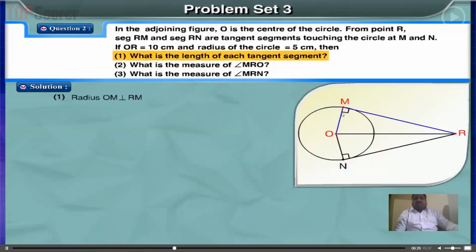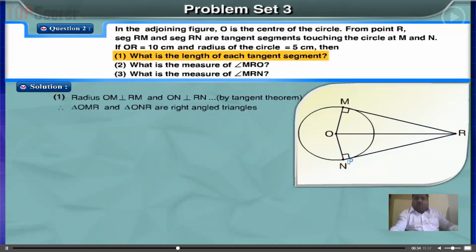Radius OM is perpendicular to RM. Radius ON is also perpendicular to RM. Therefore, triangle OMR is a right angle triangle. Triangle ONR is also a right angle triangle. Now, first see the first triangle.